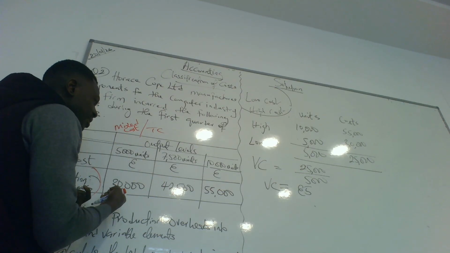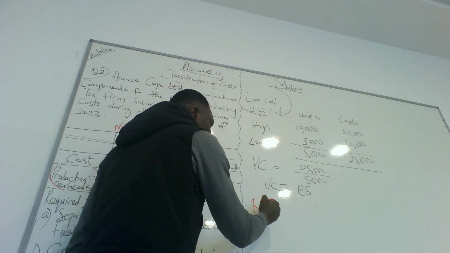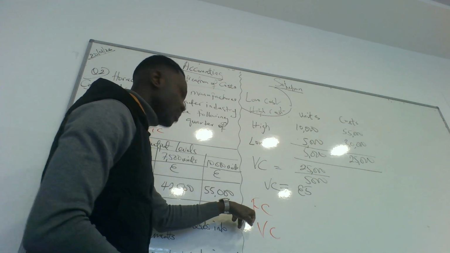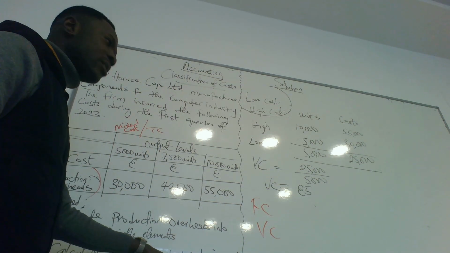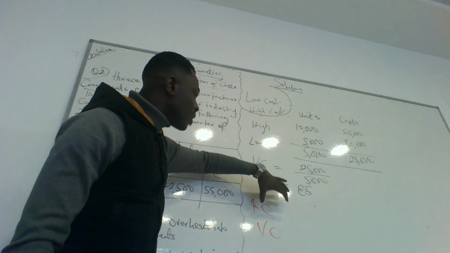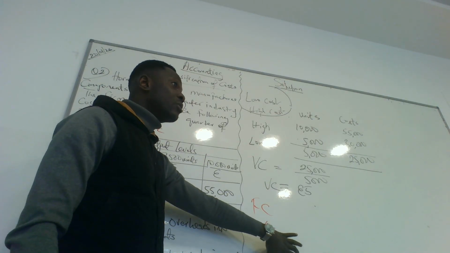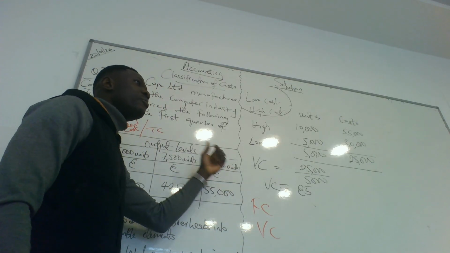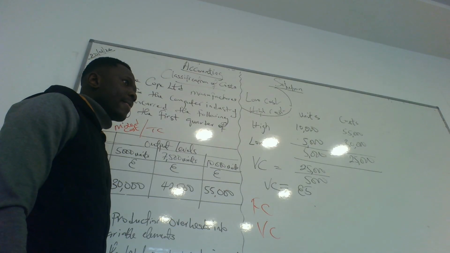But this cost, we need to figure out how much is the cost in terms of fixed and in terms of variable cost. So we want to separate the cost, because the question says we should separate fixed and variable elements, which simply means we need to figure out what the fixed cost is and what the variable cost is. So how do we get to do that? We get to do that by taking away the highest unit from the lowest unit, the highest cost from the lowest cost. So what are we going to do?